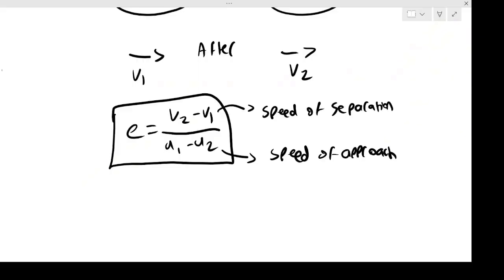The textbook doesn't go into it really. They don't really explain what these two speeds mean: the speed of separation and approach. They don't really explain how to calculate E, but that's what the textbooks are using. They're basically using this formula, okay? But they don't really explain anything that's going on.